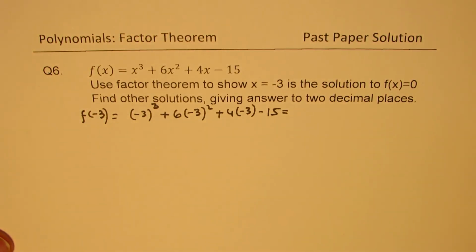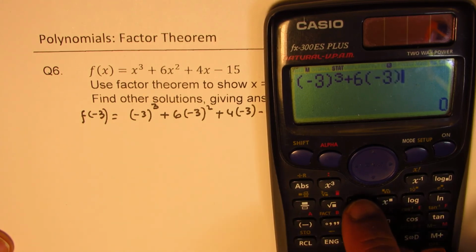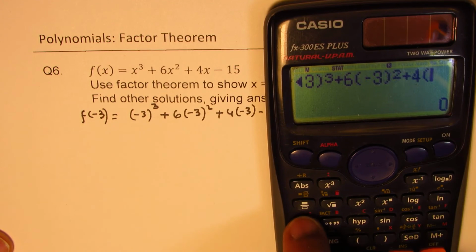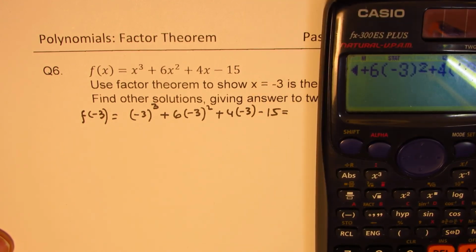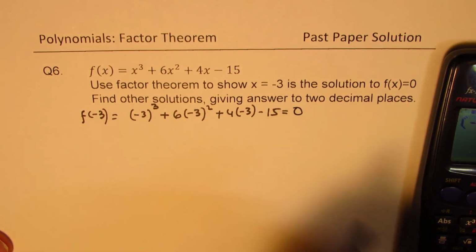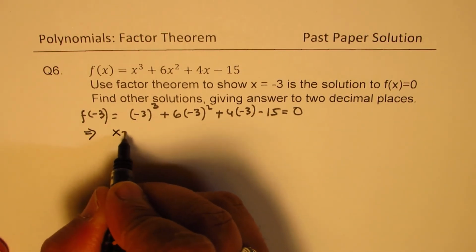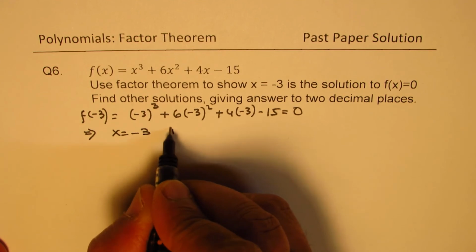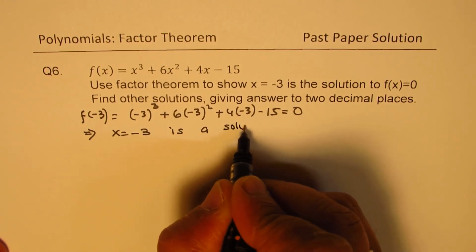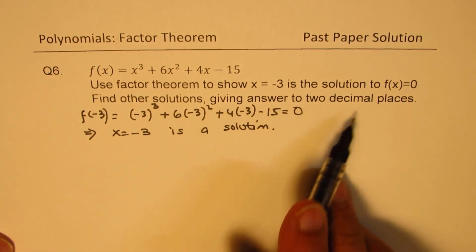Okay. So we have minus 3 within brackets, and we have minus 3 whole cube plus 6 within brackets minus 3 whole square plus 4 within brackets minus 3, and then we have minus 15. So that is equal to 0, right? So that means that x plus 3 is a factor, right? So this implies that x equals minus 3 is a solution. Find the other solution, giving answers to two decimal places.